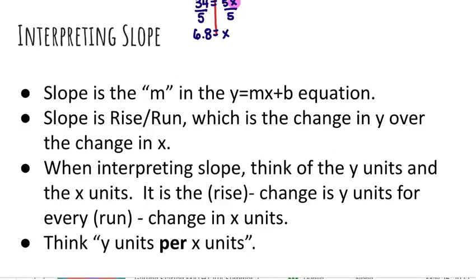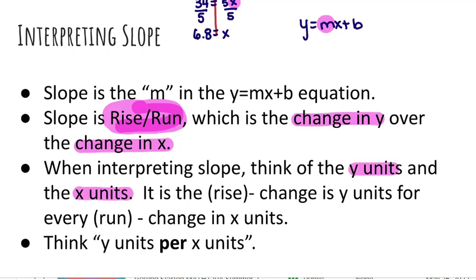hours. Next, we're going to talk about interpreting slope. So what does the slope mean? So real quick, quick review, y equals mx plus b. That slope-intercept form, the m is considered the slope. And if you will recall, hopefully you've learned this in the past, another way to look at slope is that it's the rise over the run, which is the same as your change in y over your change in x. And so because we're dealing with y and x in context, we need to think about the units for each. So when interpreting slope, we need to think of the y units and the x units.